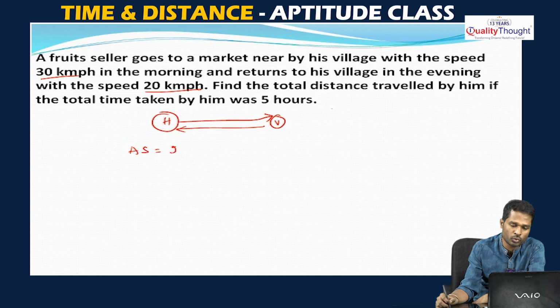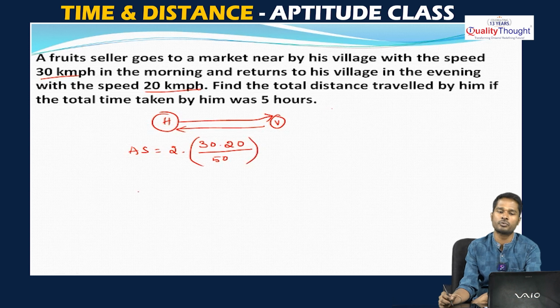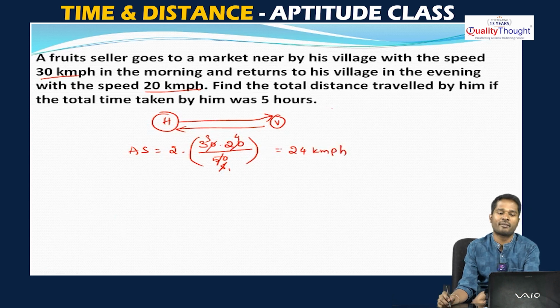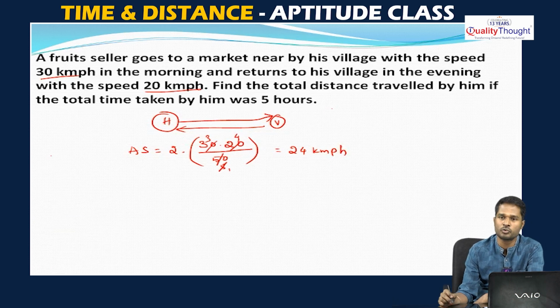The average speed is 2 into S1 into S2 by S1 plus S2, that is 30 into 20 by 30 plus 20, which is 50. So this is 10 3s are 30, 10 5s are 50, and 5 1s are 5, 5 4s are 20, so 2 3s are 6, 6 4s are 24 kilometers per hour is the average speed. So his average speed during the whole journey from his house to the other village and from the other village to his house is 24 kilometers per hour.